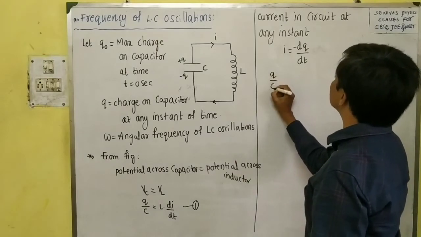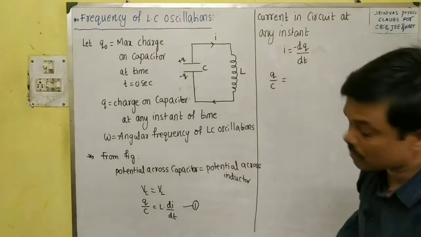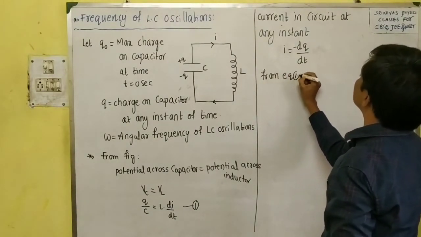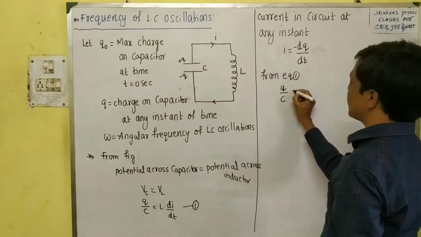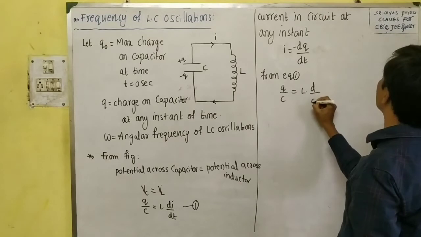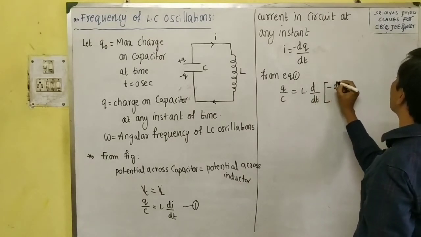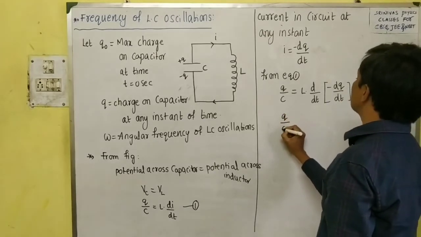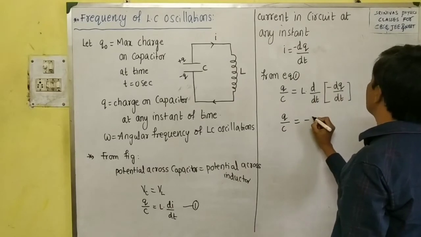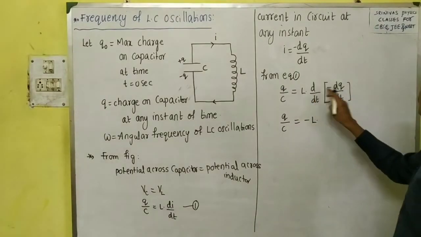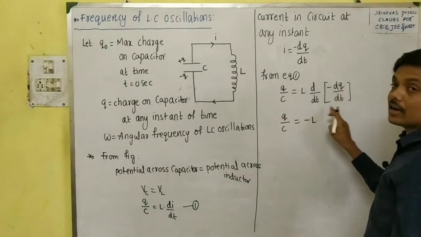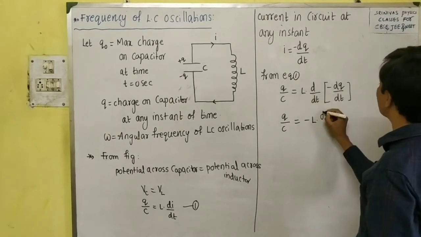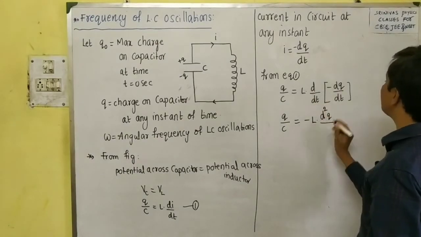From equation 1, Q by C is equal to L into d by dt of I, where I is minus dq by dt. In mathematics, you remember that this minus sign we write outside. L is the constant inductance, and here d by dt of dq by dt means differentiation. We are doing the differentiation two times, so we write d square q by dt square.